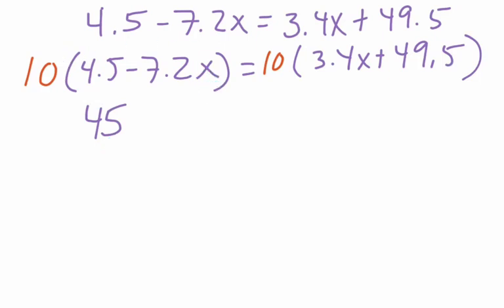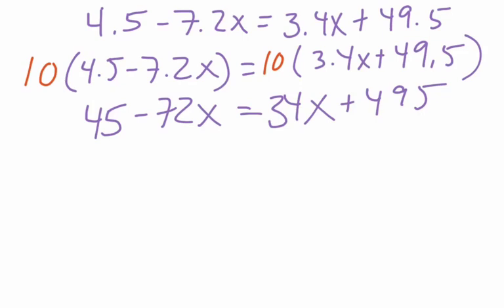I just did the example where 10 times 4.5 moves the decimal point one spot to the right, giving you that 45. I could redo that same example with all of these numbers, but math is consistent. It's awesome. If multiplying by 10 moved the decimal point one spot to the right when I multiplied 4.5, it's going to do the same thing with the 7.2, and give me 72x. Over here, it's going to move the decimal point one spot to the right, so we'll have 34x. And once again, one spot to the right is going to give us 495. What we've done in that step is successfully get rid of the decimals in that problem so that we can work with integers instead.